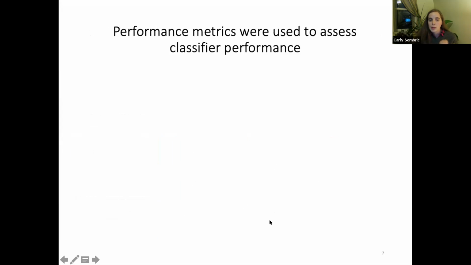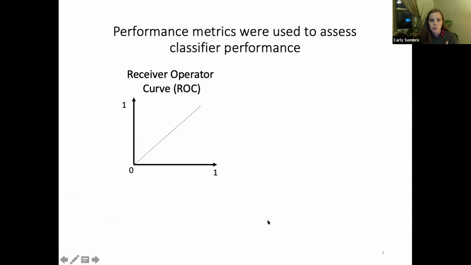So what do I mean by performance metrics? I'm just going to show you one of the performance metrics that I use to give you an intuition. But in these kinds of studies, there's something called the receiver operator curve. So what's along the x-axis is the false positives over the total negatives, so the false positive rate.